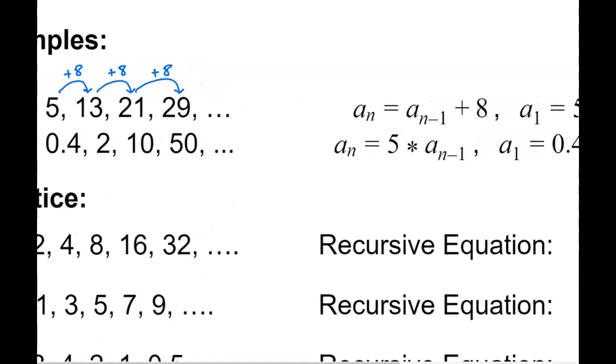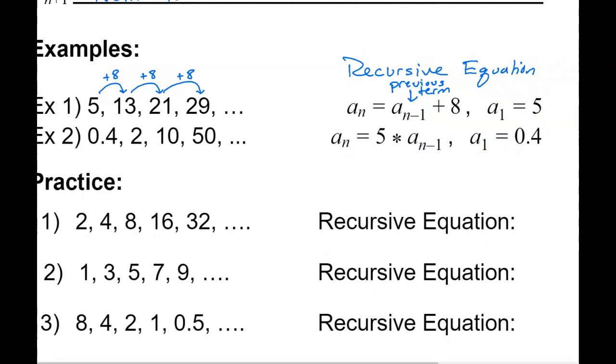So to write what is called our recursive equation, you write a sub n, meaning the term that you're trying to find, your current term, is equal to a sub n minus 1, which, what was that again? The previous term, the past term. And then what did we do to the previous term to get our current term? We added 8.